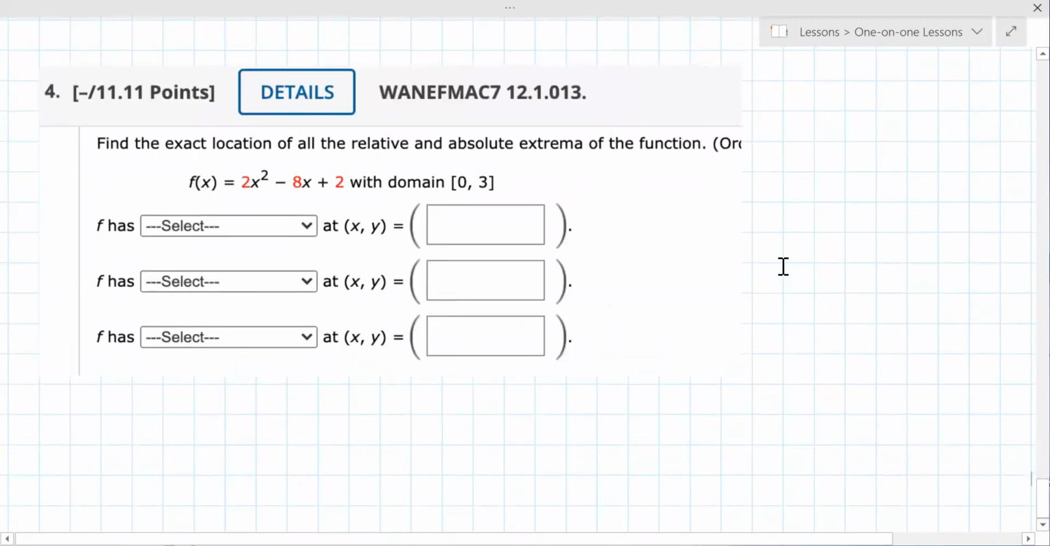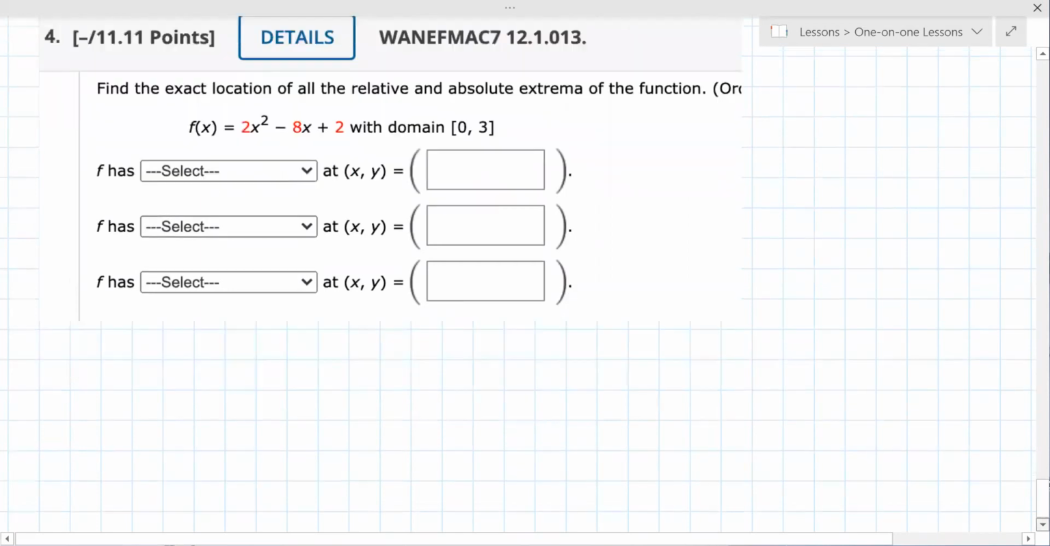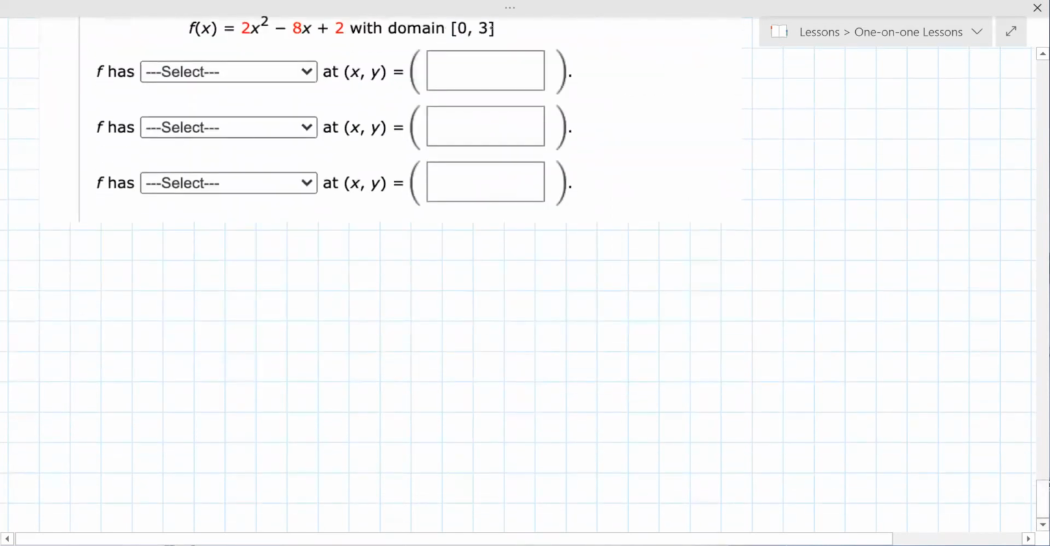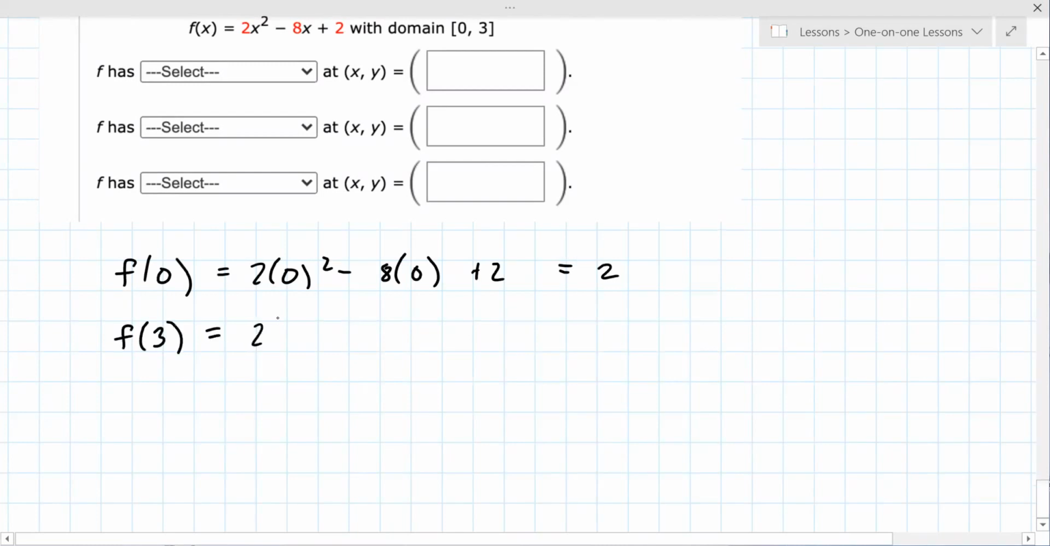Okay, so here there is sort of a recipe to do this. The first thing you do is you check the endpoint, or you evaluate the endpoint. So you find f of 0, which is 2 times 0 squared minus 8 times 0 plus 2, and you get 2. Then you check the other endpoint, 2 times 3 squared, minus 8 times 3 plus 2. So that's 9 times 2, that's 18, minus 24, so it's minus 6 plus 2 is minus 4.